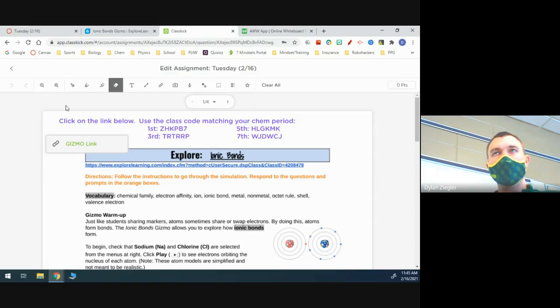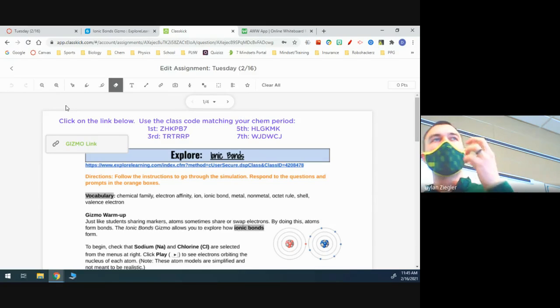So just to give you a plan, we're going to really focus on ionic bonds today. And then next week, we'll really focus on covalent and metallic. And then the next week after that, we're going to mix them all together and make sure that you master ionic, covalent, and metallic.